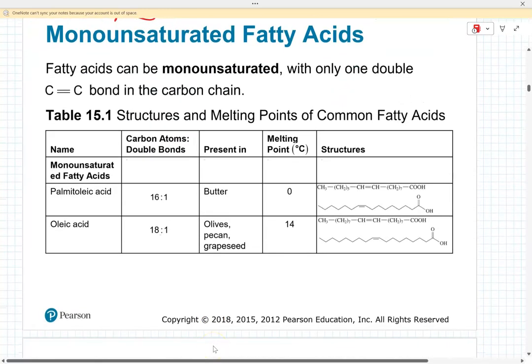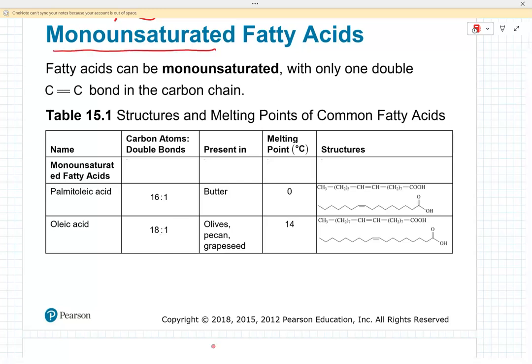Okay, now you have unsaturated acids. If they have only one double bond, they are monounsaturated, such as palmitoleic and oleic acid. Okay? Good? And remember, things like butter, well, almost any actual animal fat isn't just one type of fatty acid.